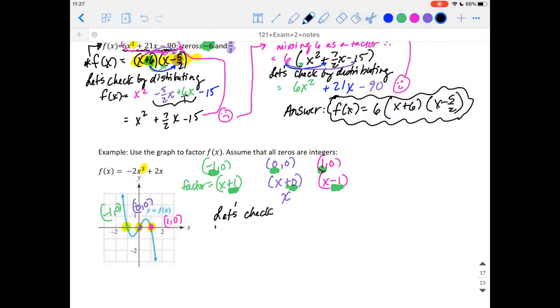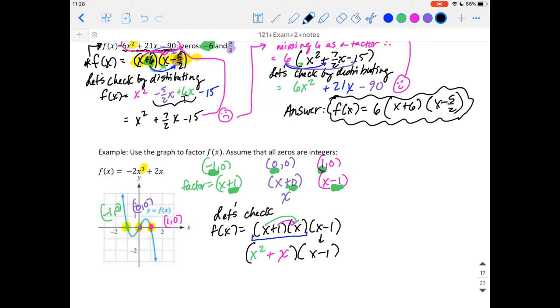Okay, so let's check. Right now we have f of x is equal to (x plus 1), technically, times (x minus 1). And so we need to distribute. I'm just going to work with these two first. So I'm going to do x times x, which is going to give me x squared. And then I'm going to do 1 times x, which is just going to give me plus an x. So I've distributed. Now I'm going to work with this one right here.